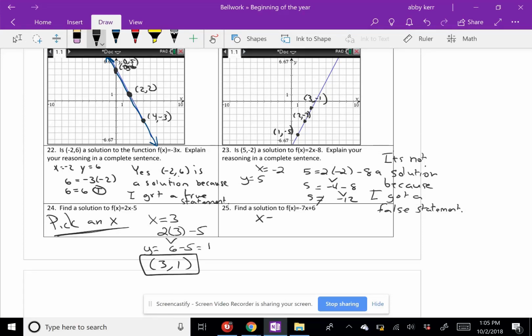For number 25, if I wanted x to be 0, you plug in 0. Negative 7 times 0 is 0 plus 6. 0 plus 6 is 6. So the y is 6 when the x is 0.